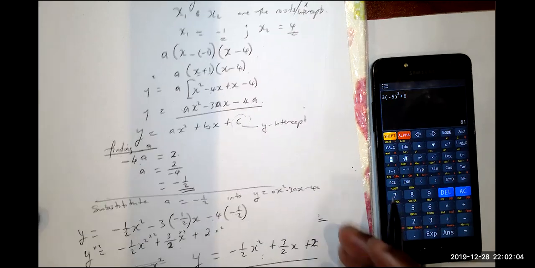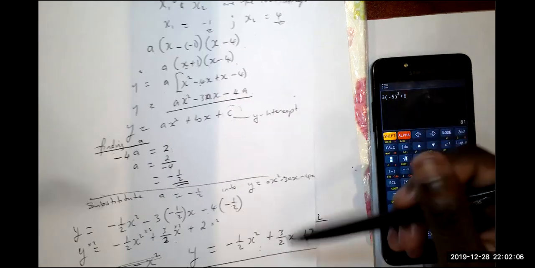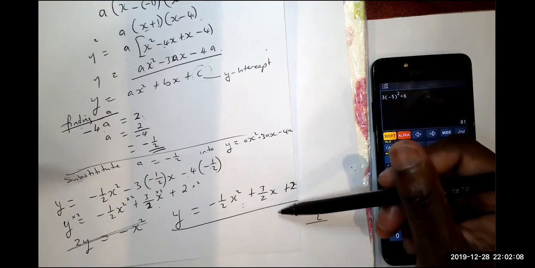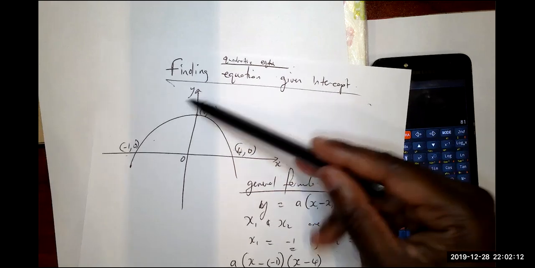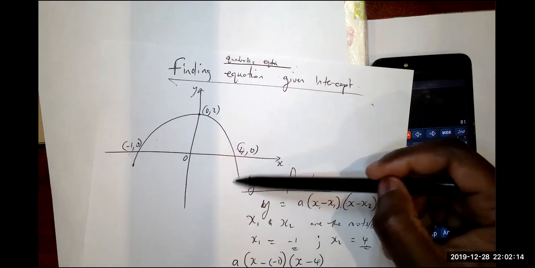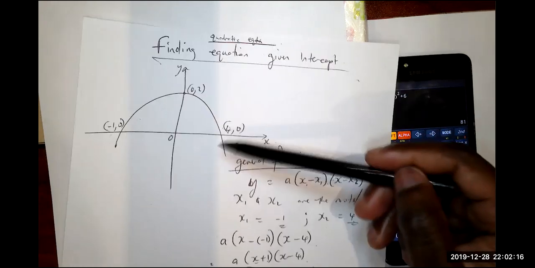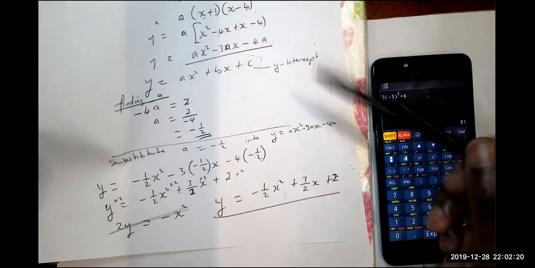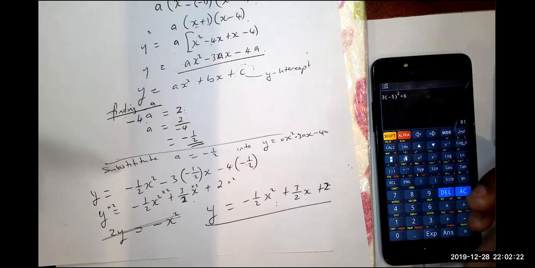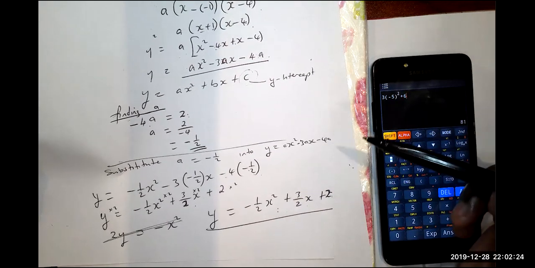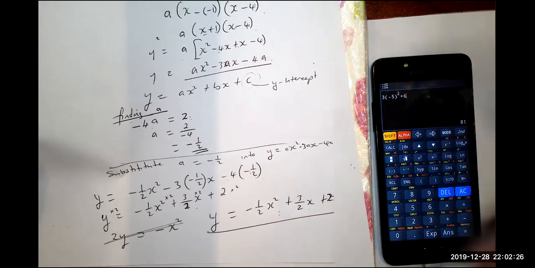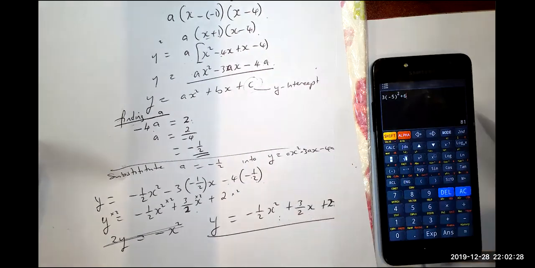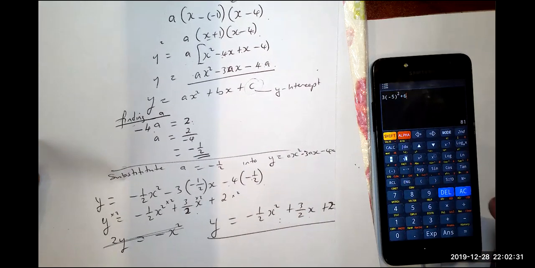And you can see it does make sense what we have here, because your graph is facing down, it's crying, it's sad, and it passes through these points. Another thing you can do to prove that your answer is correct is substitute 4 into this equation to see if you get a 0 in terms of y.